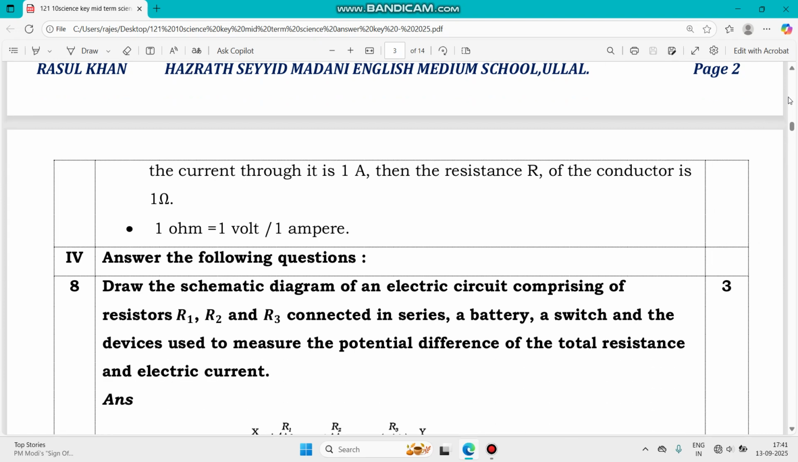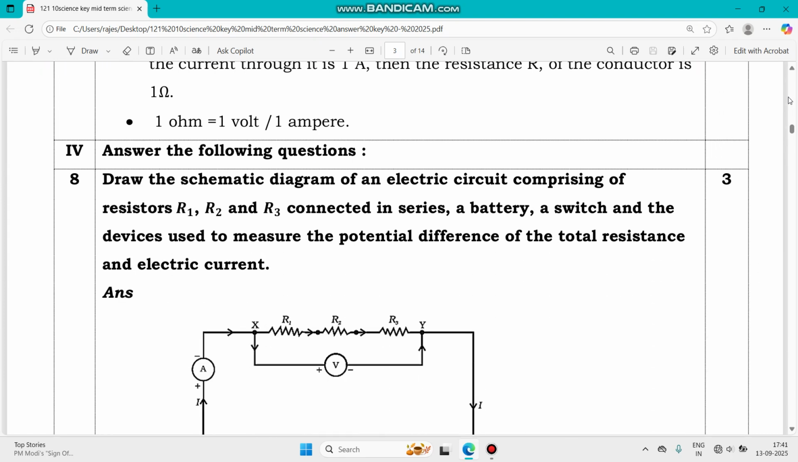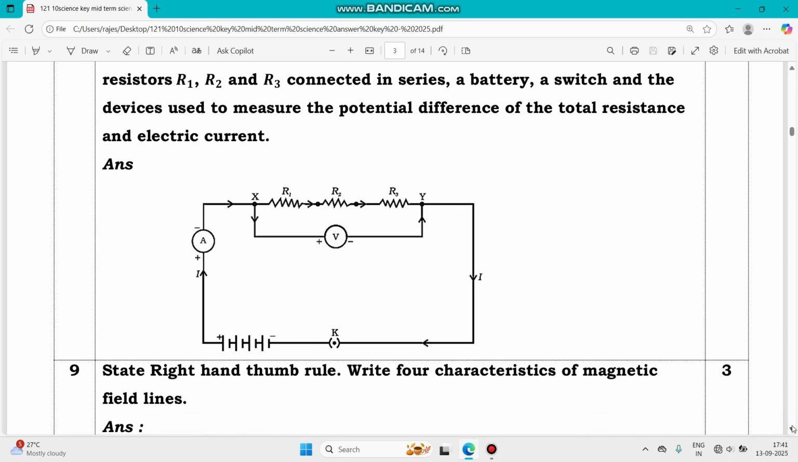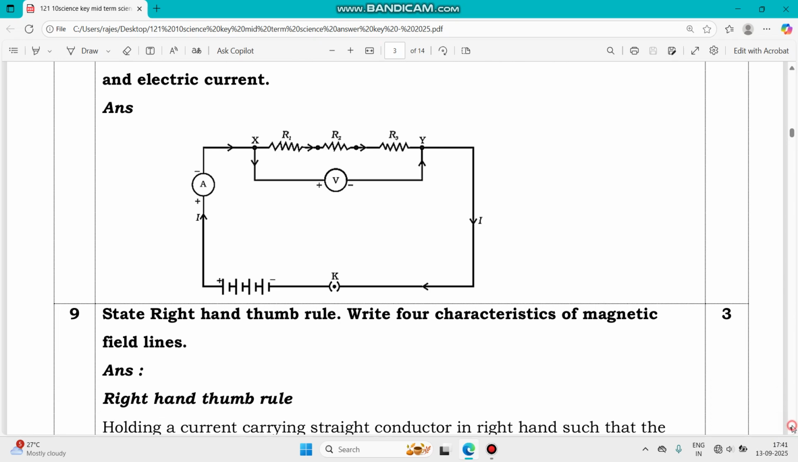For 3 marks. Draw the schematic diagram of an electric circuit comprising resistors R1, R2 and R3 connected in series, a battery, a switch, and the devices used to measure the potential difference across the total resistance and the electric current. So you are seeing the detailed diagram here. So this is a good diagram.